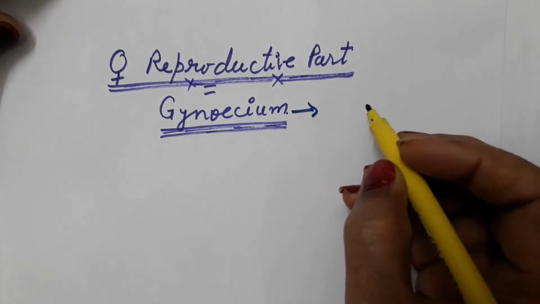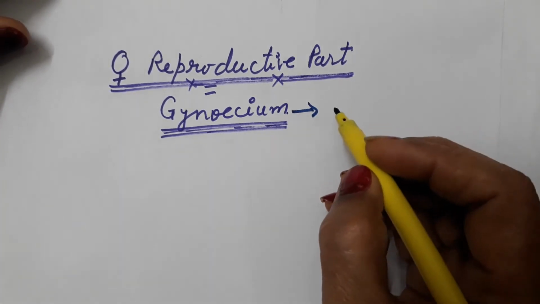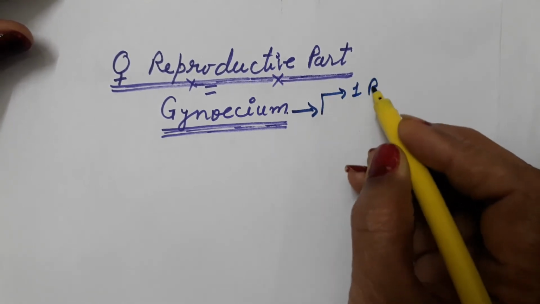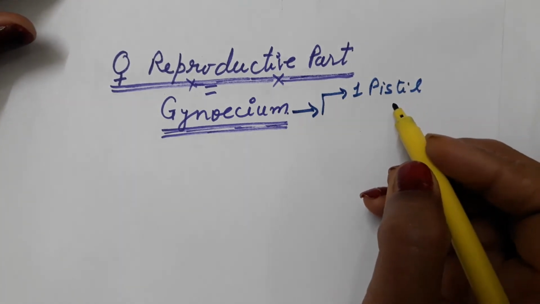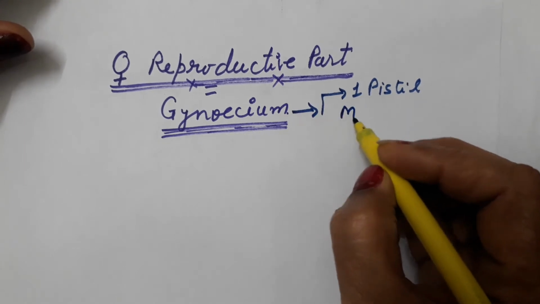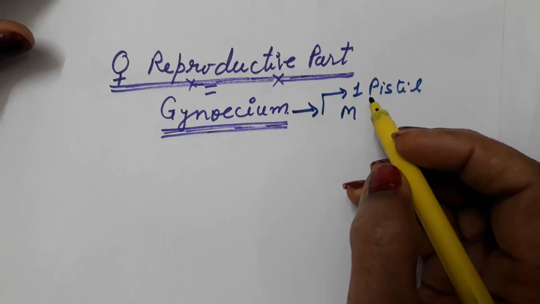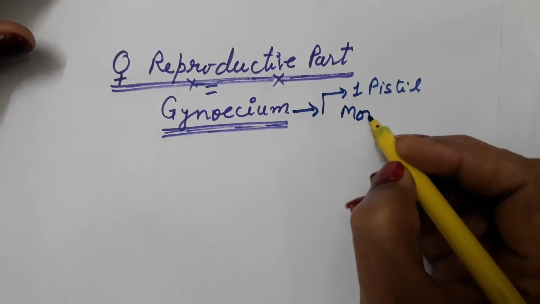Gynoecium consists of pistil. The number of pistil may be 1. The condition is known as monocarpillary. Pistil is also known as carpel. So here we use the term monocarpillary.